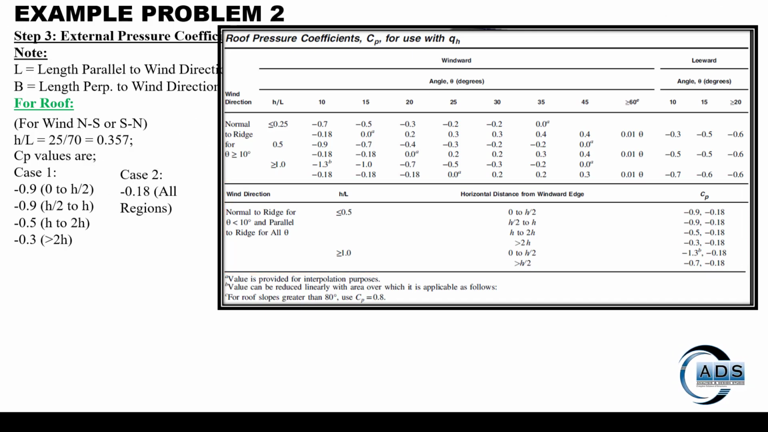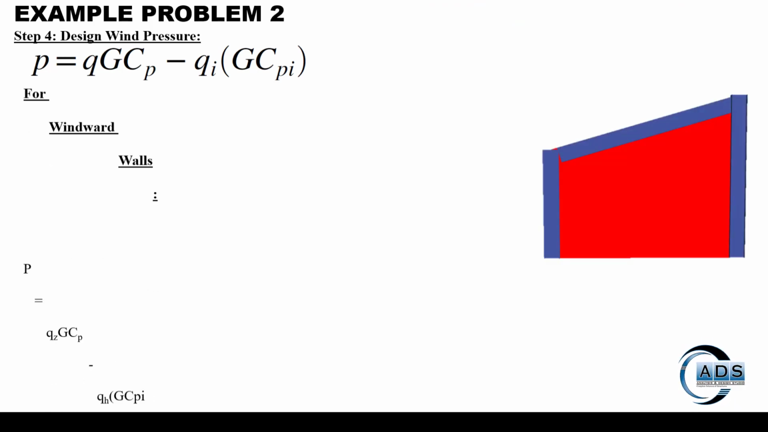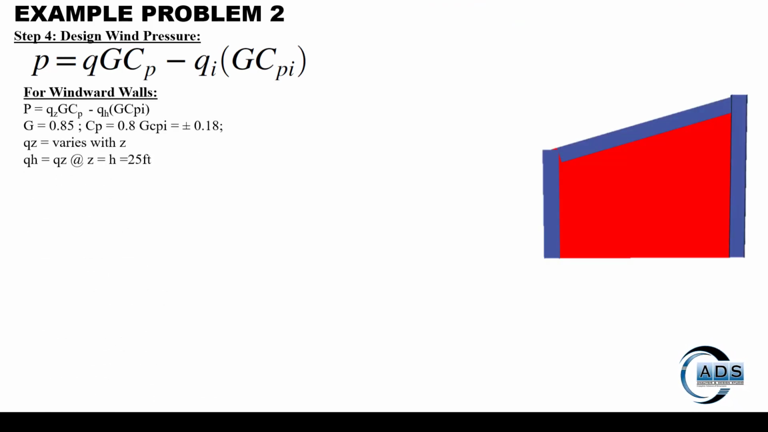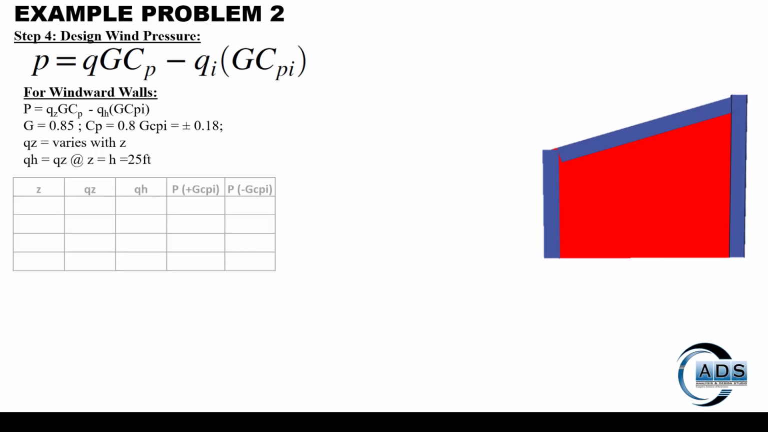The values are shown for both the cases. Now step 4 is to find out the design wind pressure using this particular equation. So for windward wall, QZ varies with Z, and QH is equal to QZ at Z equals H, which means mean roof height at 25 feet.